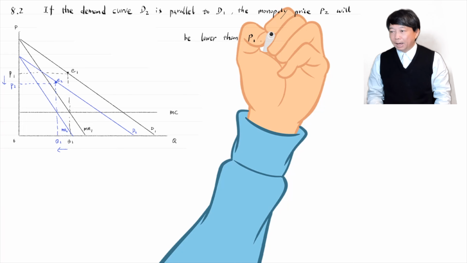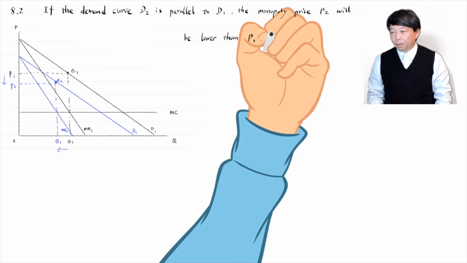Now, looking at the graph, the point on the new demand curve that corresponds to the old price P1 is closer to the vertical axis or further away from its midpoint. In other words, the monopoly faces a more elastic demand at the old price, so it will reduce the price to maximize its profit.